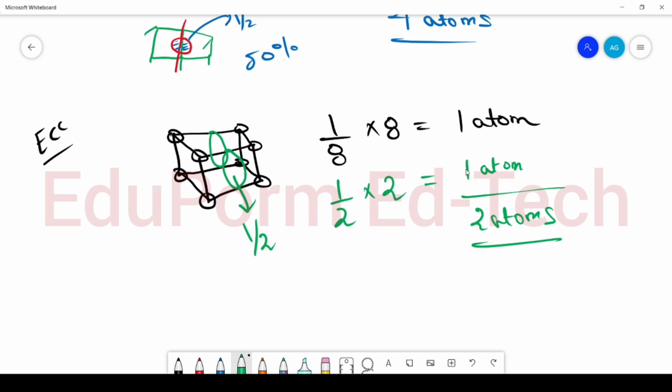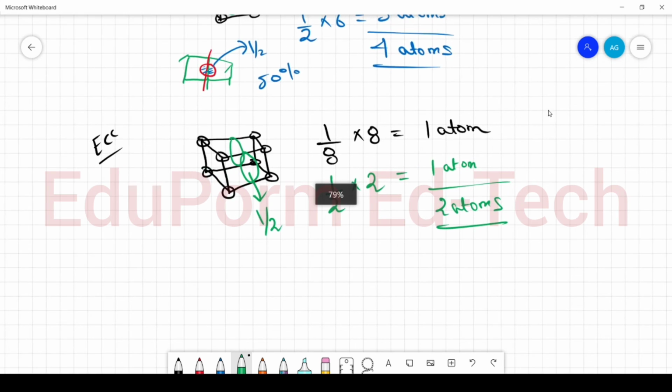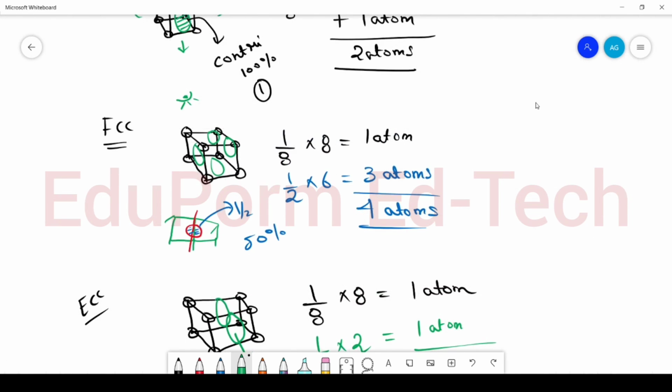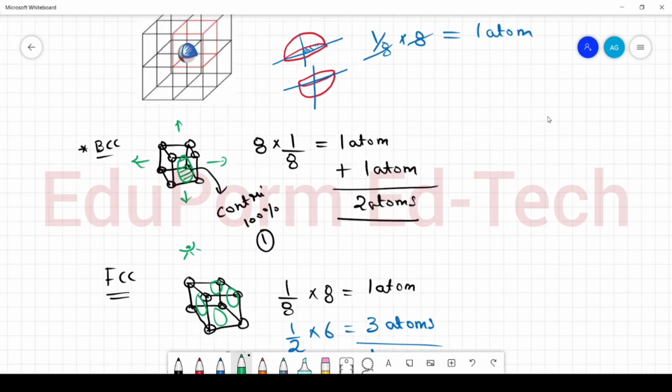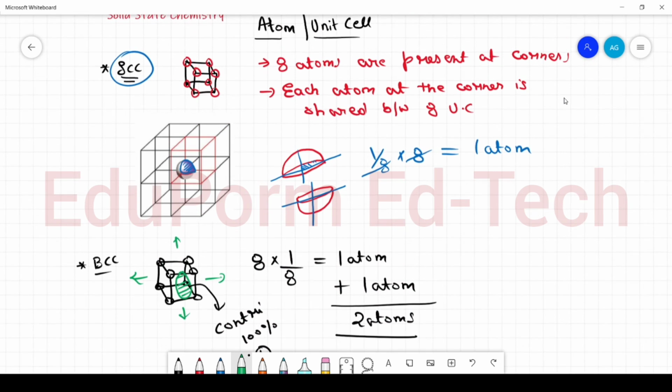So in case of end centered we get 2 atoms, in case of face centered we get 4 atoms, in case of body centered we get 2 atoms, and in case of simple cubic crystal we get only 1 atom per unit cell. This is all you need to know. Thank you.